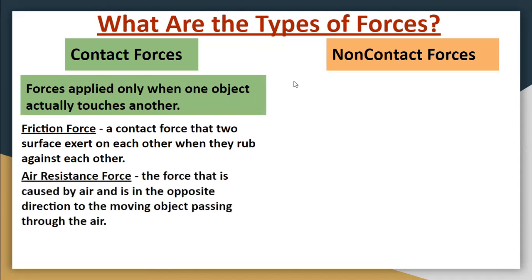Air resistance force is the force that is caused by air and is in the opposite direction to the moving object passing through the air. You can feel air force when you stick your hand out of a moving car. You'll feel that the wind, the air, is pushing back, making your hand want to go backwards. You can feel the force.